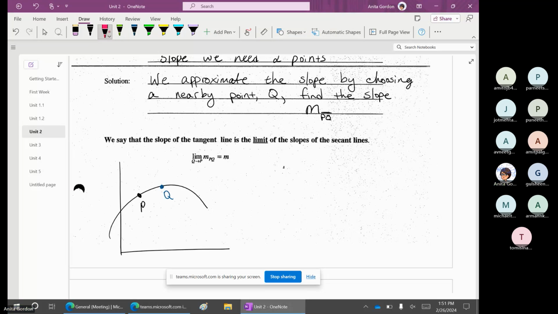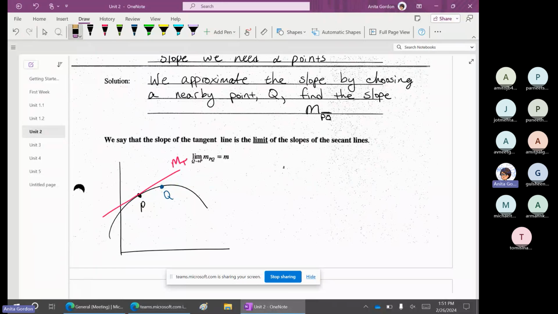So the pink line represents the slope of the tangent at point P. But I don't know it, I can't find it. So the green line is going to be our secant line. It's going to go through P and Q. This is why I said it's nice if you guys have rulers. Connect these 2 dots.